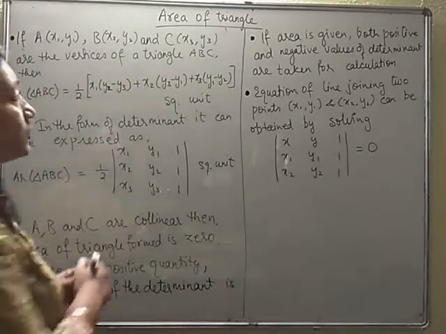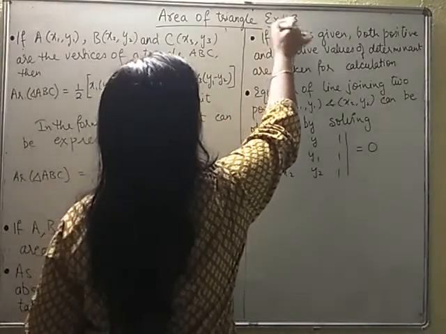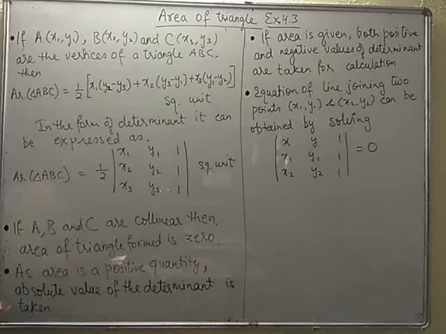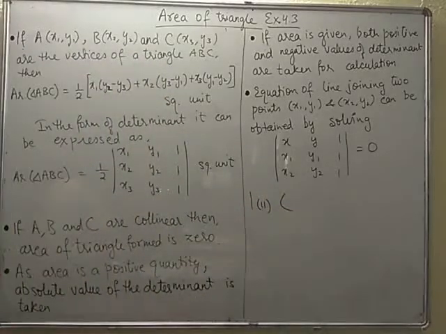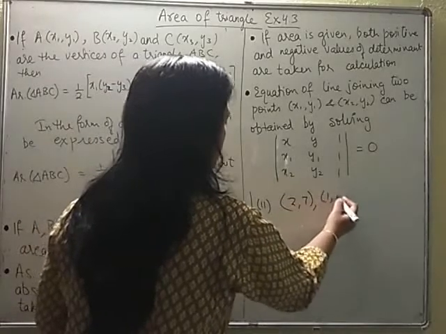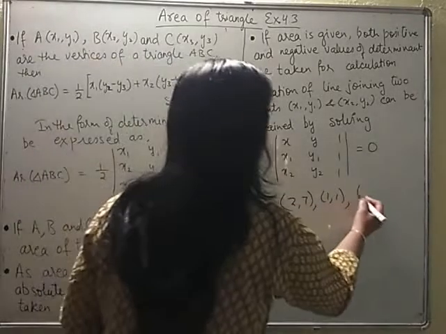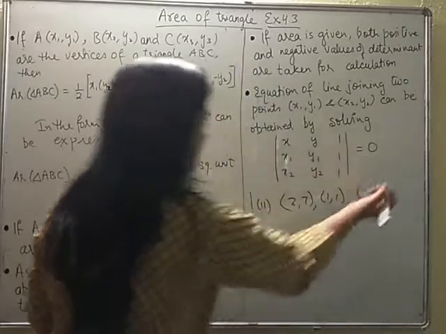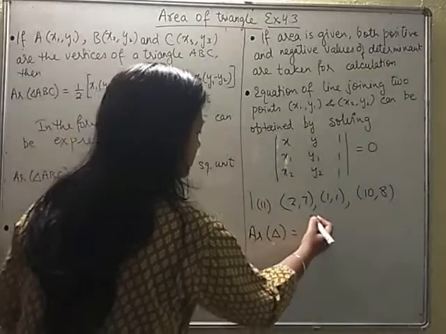Now I'll quickly take some questions from exercise 4.3. The rest you will be given to practice. Randomly I'll take some questions, like see the first one, question number 1. Second part I am taking. The 3 points are given to us with the coordinates 2, 7 as one of the points, the second point 1, 1, and the third point 10, 8. So you have to find the area of triangle. We can say area of triangle will be half.